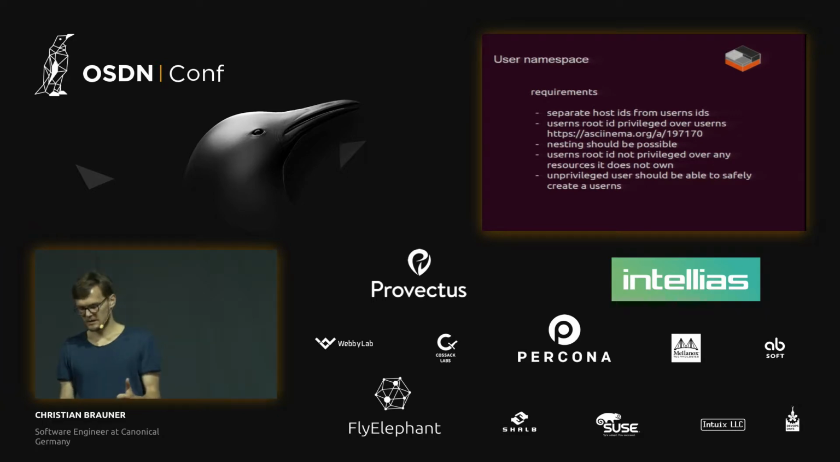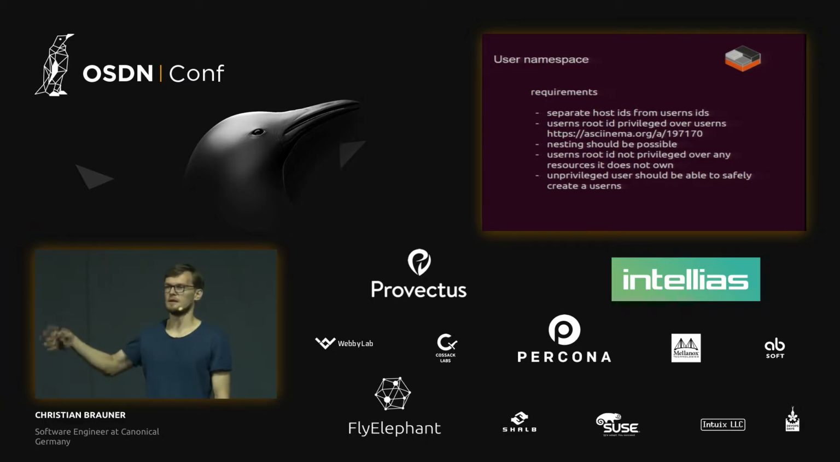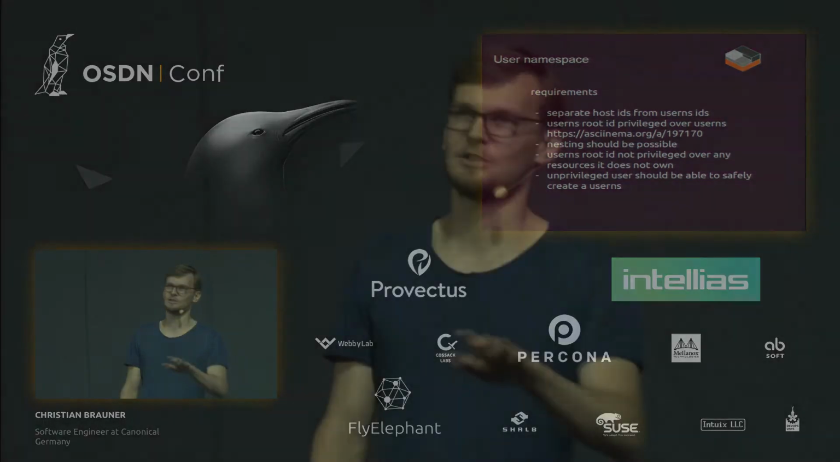You also want to make sure that nesting is possible so that you have layers of user namespaces. So you can create user namespaces inside user namespaces and so on. You can create as many as you want. Oh, well, actually, it's not true. The kernel has a limit of up to 32 user namespaces by default, I think.